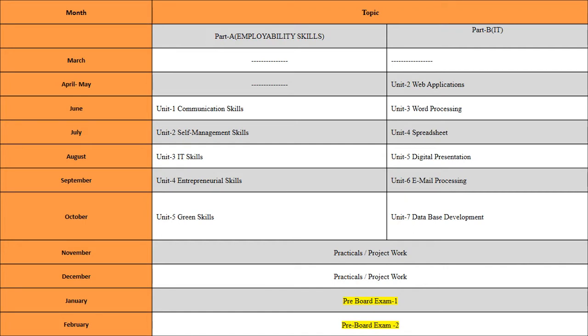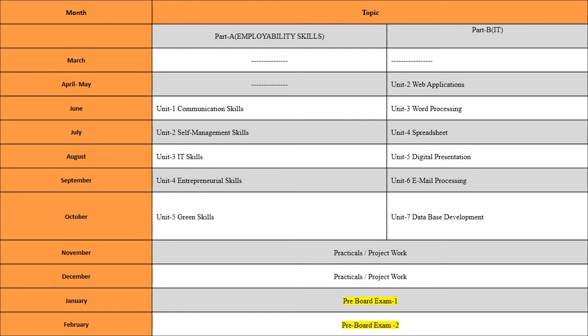I think you people are aware that your theory paper is for 50 marks. Those 50 marks are divided into 10 and 40: part A 10 marks, part B 40 marks. So totally your theory paper is for 50 marks and the remaining 50 marks is for your practicals.